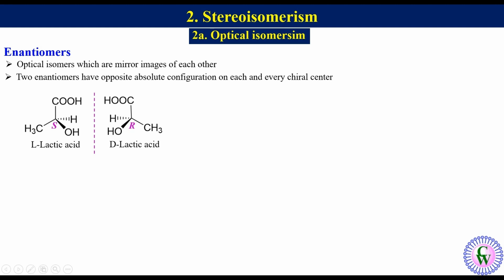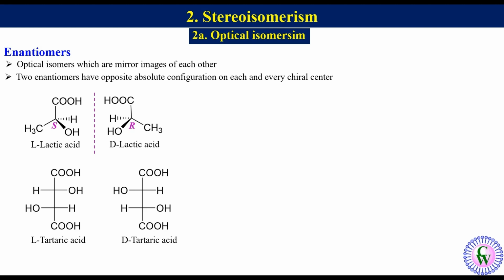The next example of enantiomers is L-tartaric acid and D-tartaric acid with two chiral centers. L-tartaric acid rotates the plane of plane polarized light towards the right, so it is also called plus tartaric acid, while D-tartaric acid rotates the plane of plane polarized light towards the left, so it is also called minus tartaric acid. We can see here that these are mirror images of each other, so enantiomers.